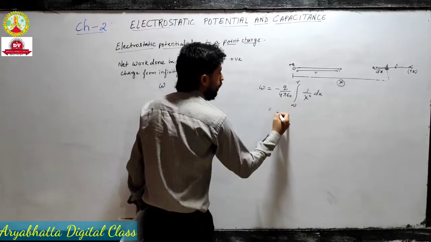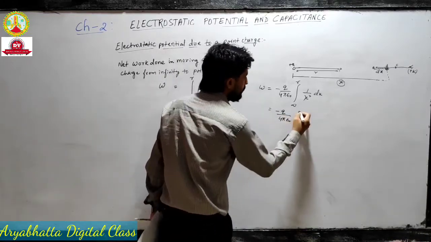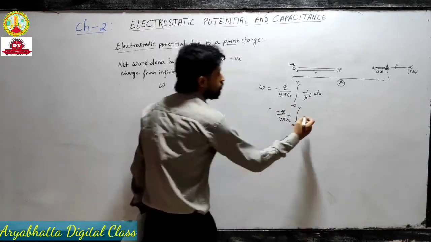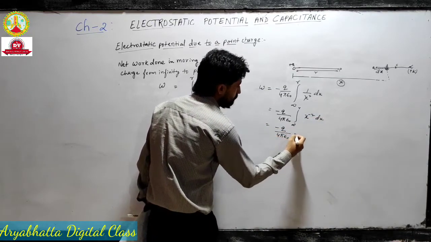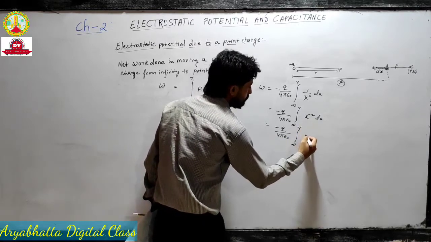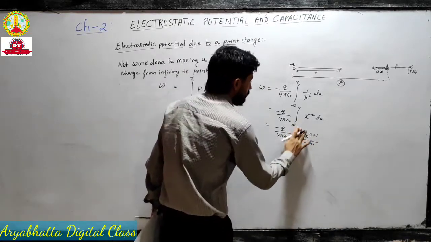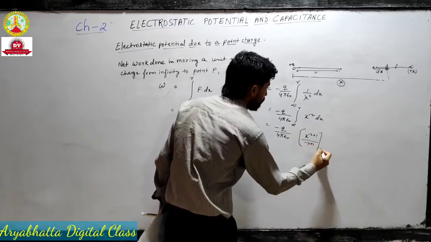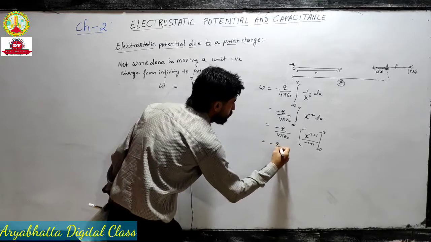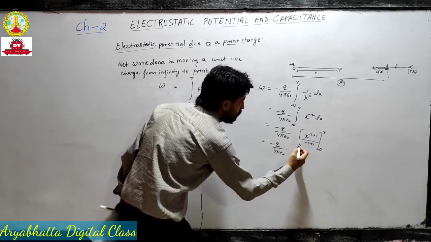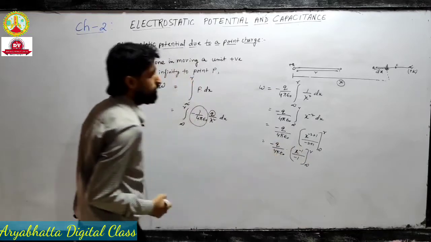Now I guess everyone knows how to integrate this. Do you know or not? If some of you don't know, I'm just doing it for you. So it will be minus this. After this, something like this you will get. So ultimately we get minus Q by 4 pi epsilon naught into x to the power minus 1 by minus 1, right? You will get something like this.